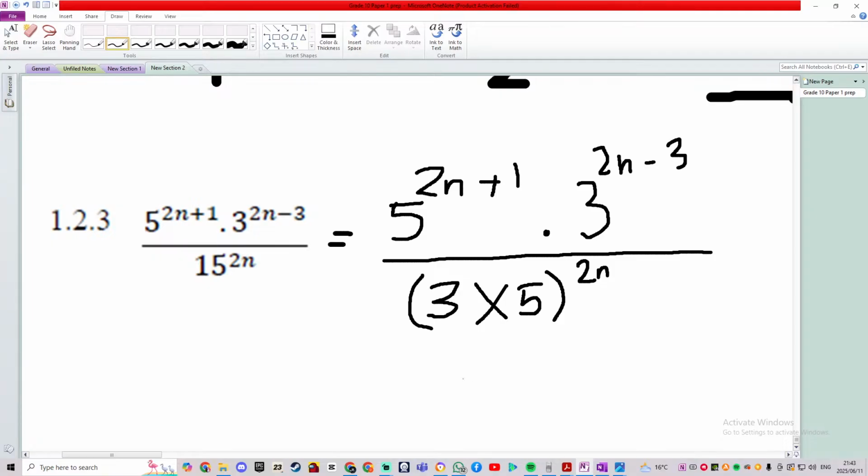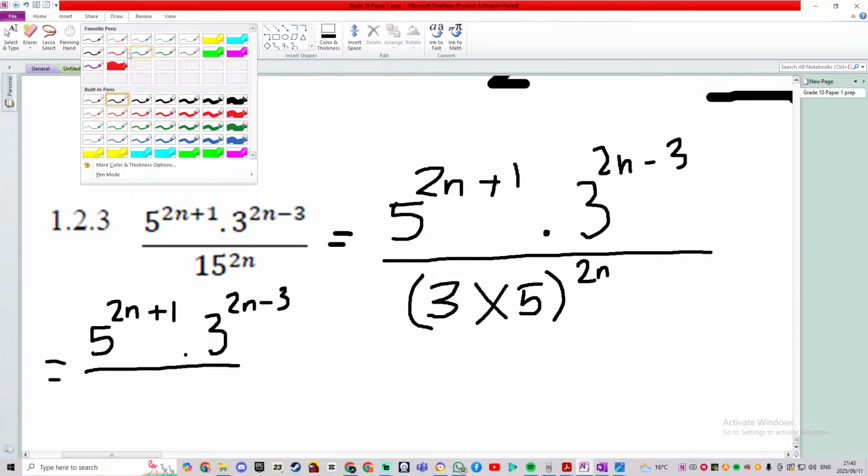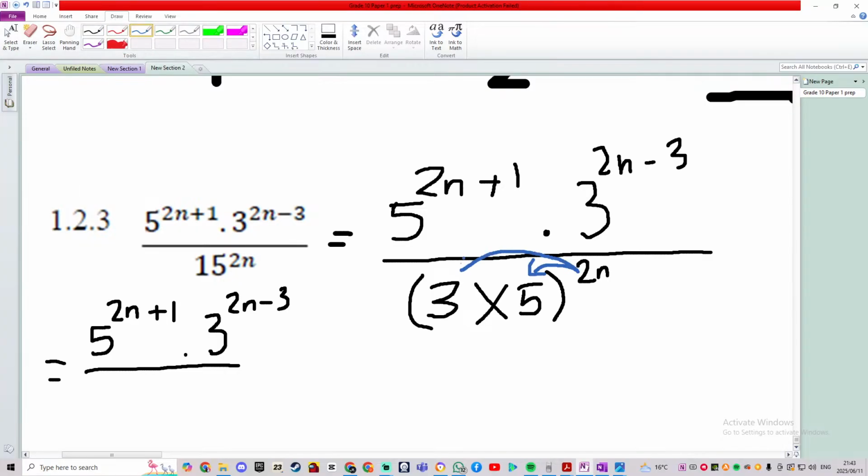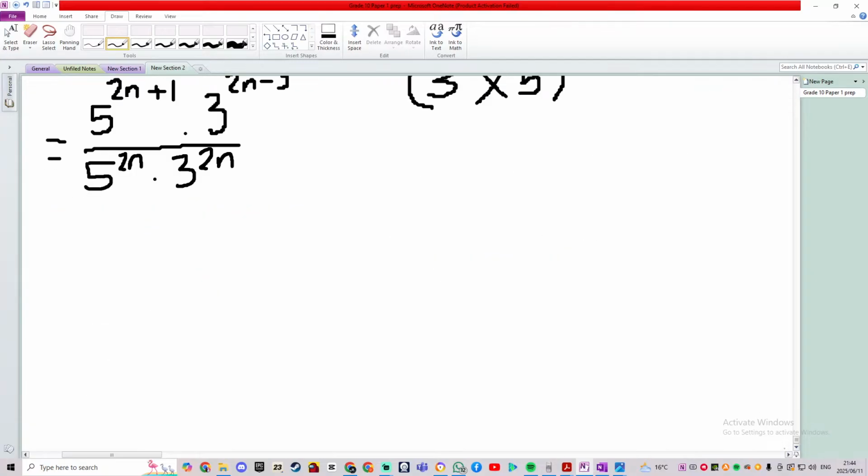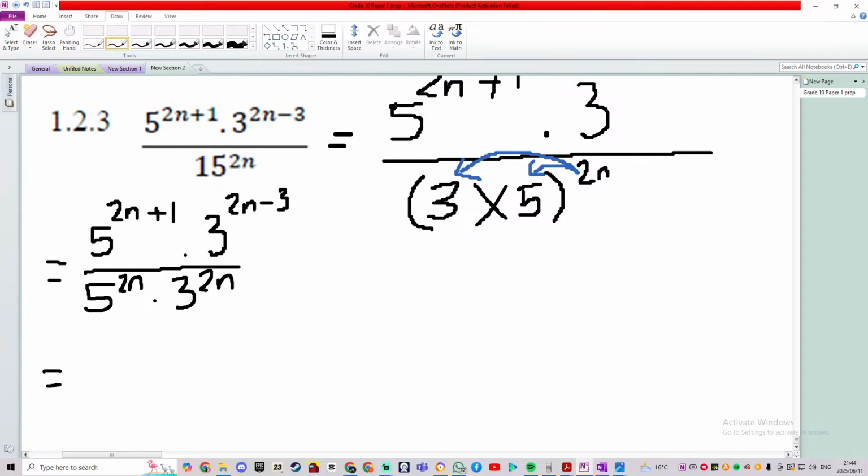To the power of 2n. Do you see that? Now you can rewrite this. We have 5 to the power of 2n plus 1 dot 3 to the power of 2n minus 3. Our exponent rules tell us that this 2n multiplies in there and in there. So I have 5 to the power of 2n dot 3 to the power of 2n. The reason I'm putting it in that order is so that the 5 can be underneath the 5, but the order doesn't matter. Same bases, 3, 3, 5, 5.